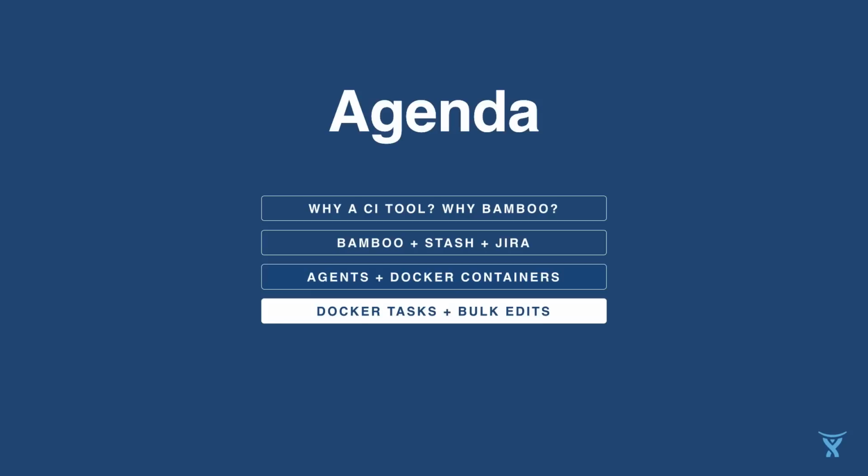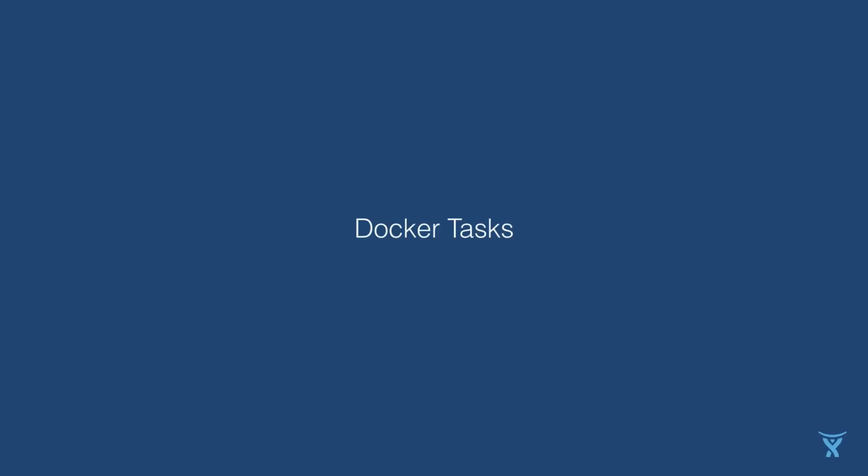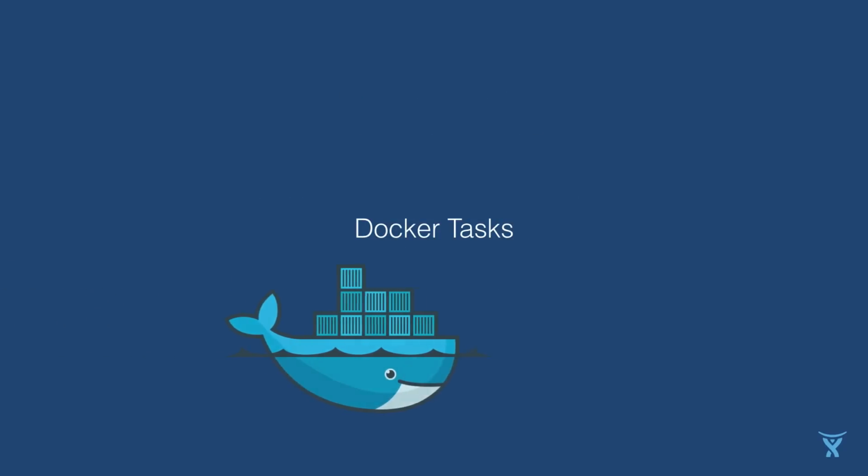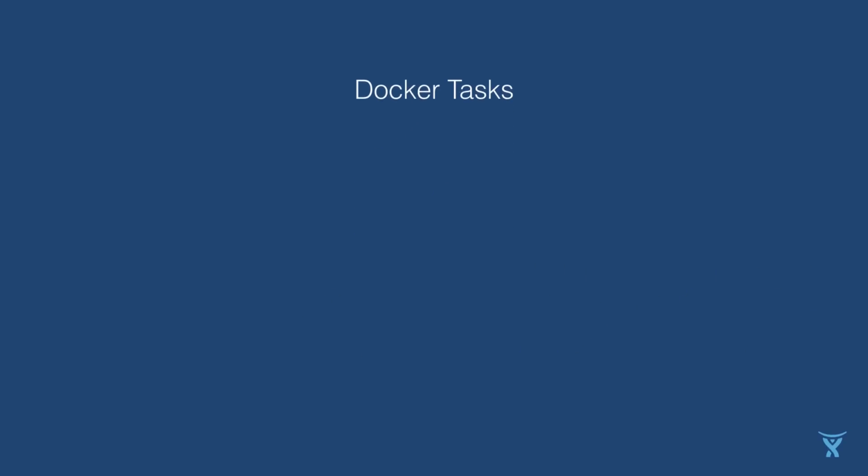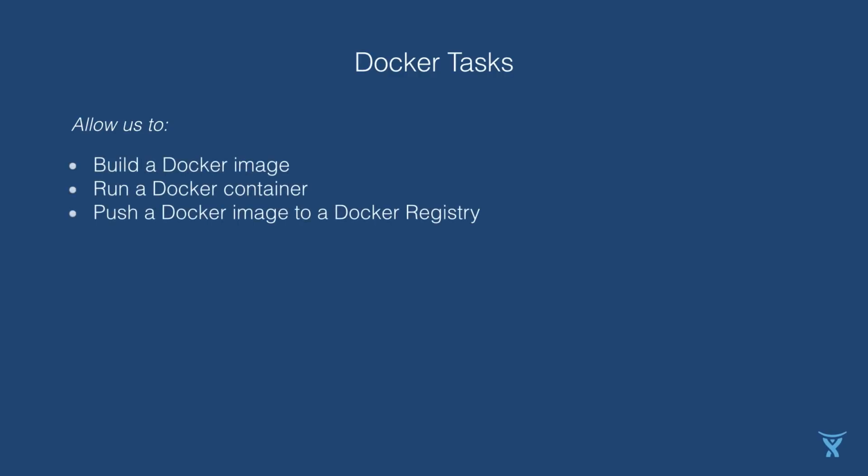Since we just went over Docker agents, let's start this section with Docker tasks. Docker tasks, which are available for both server and cloud customers, make it really easy to build Docker images and use Docker containers during builds. To list the main functions, these tasks allow us to build our own Docker images, run our own Docker containers, and if satisfied with the result, push those Docker images to a registry to share them within the company, across teams, or with customers.